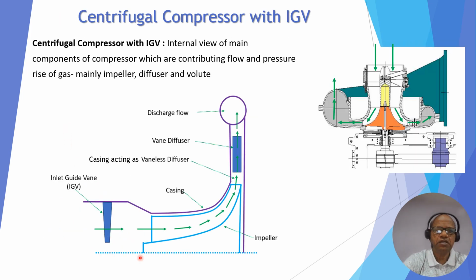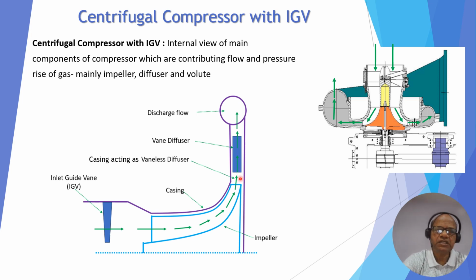Now the internal cross-section area in a compressor inlet: this is the IGV, the inlet guide vane. The flow is controlled here, then comes here to the impeller eye and travels. Area is increasing, so the relative velocity at the impeller outlet is lesser than at inlet, approximately 50%.